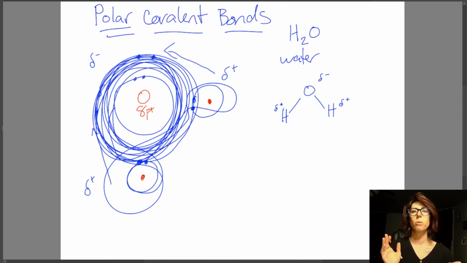Polar just means the two ends are different. Okay, polar means two ends are different. In this case, they're different because one end of the water molecule is negatively charged and the other end is positively charged. Partial negative and partial positive.